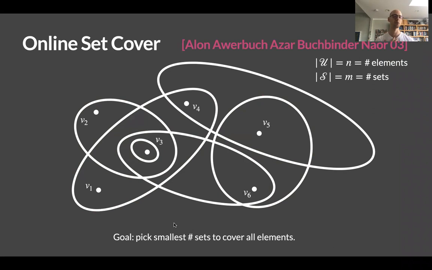What is the online version of set cover? This is a classic problem introduced by Alon, Awerbuch, Azar, Buchbinder, and Naor in 2003. And it's the same thing. We're solving set cover, only now we'll assume that an adversary chooses this collection of elements, and it's unknown to us initially. Instead, the adversary is going to reveal it to us one by one online. So initially we have these sets, which we don't know anything about. And then when an element arrives, that element tells us, hey, I'm part of the following sets. And when it arrives, we need to immediately pick some set to cover it.